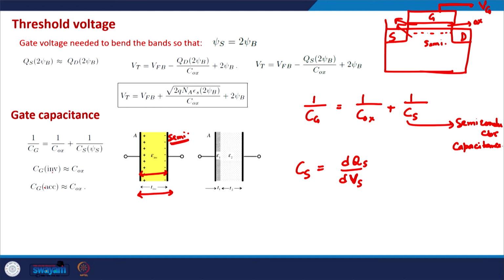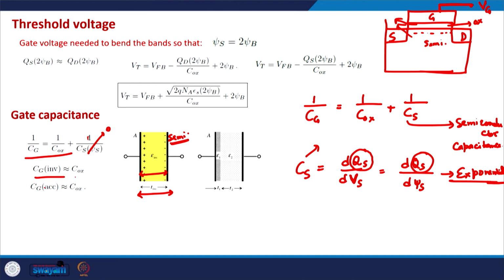In the accumulation and the inversion regimes, as all of us know, this Qs is an exponential quantity as a function of psi s. So Cs, which is dQs divided by d psi s, is also an exponential quantity, which means that for large enough accumulation and in strong inversion, Cs is a huge quantity. The semiconductor capacitance is huge, and when we have two series capacitances, the total capacitance is limited by the smaller capacitance, because if Cs is extremely large, then 1 by Cs will be a small number, approximately 0, and in that case Cg will just be equal to Cox. So in accumulation and in strong inversion, the total gate capacitance is almost equal to the oxide capacitance.